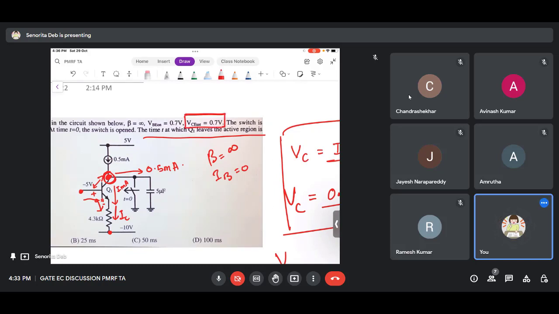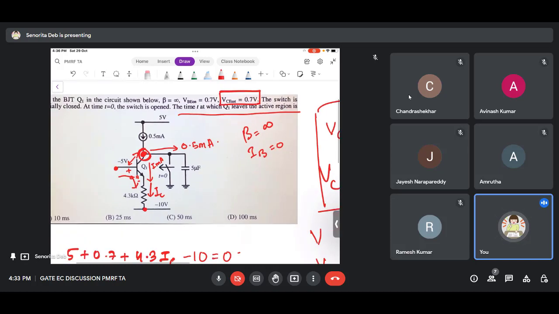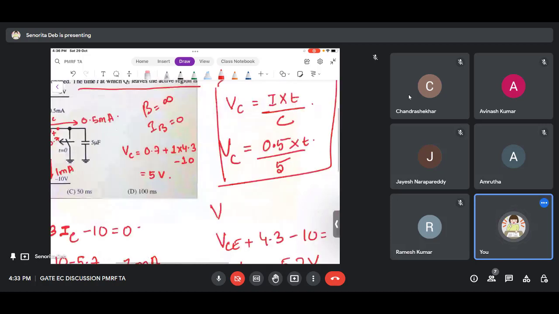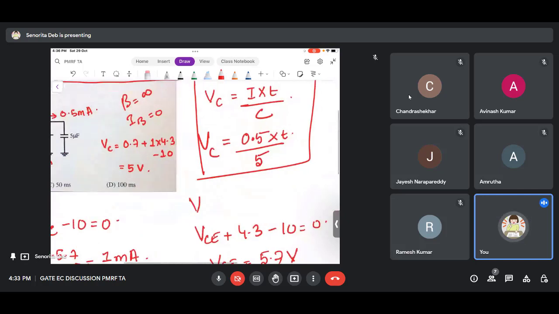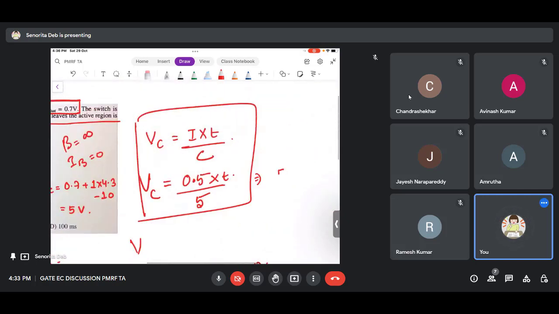So what I will do, I have 1 milliampere here. I have plus minus 0.7 here, right? And I need this voltage, I need VC. Okay, so what is VC? VC is nothing but 0.7 plus 1 into 4.3 minus 10. Is it? So this is 5 volts. This is clear, right? So now I will simply plug in the value here. So 5 equals to 0.5 by 5 into 10, and this will give you 50 milliseconds. If you solve this, you will get 50 milliseconds.